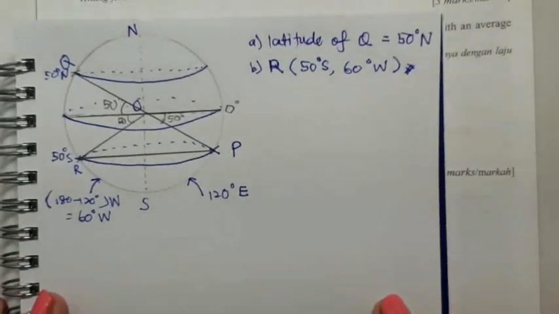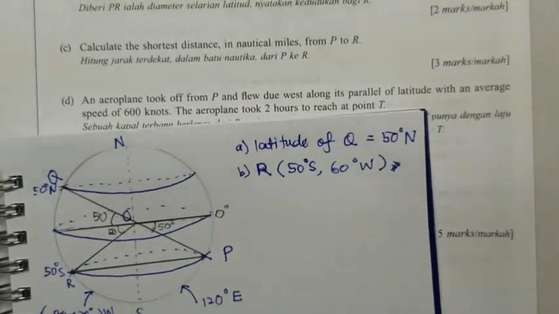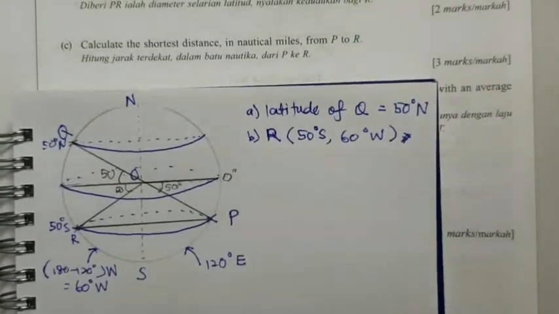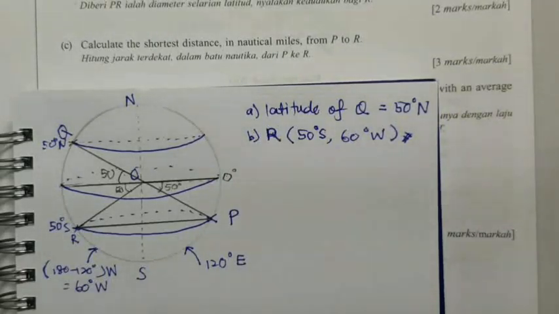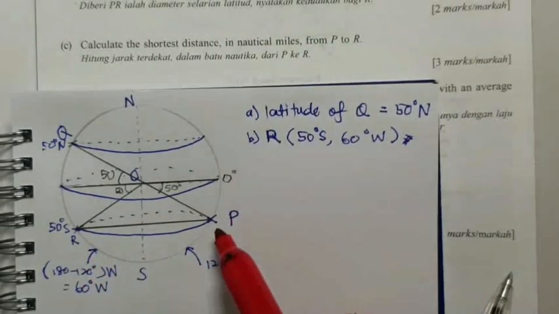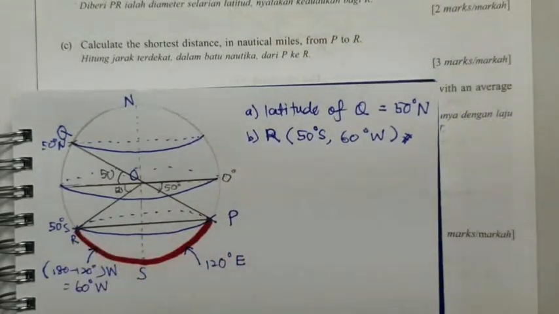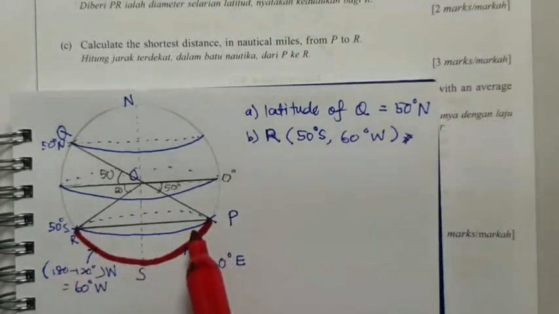Next part, calculate the shortest distance. Sorry, it's over here. Calculate the shortest distance in nautical miles from P to R. Now, the shortest distance will always be along the great circle. In this case, how do we move from P to R through the great circle? That will be flying through the South Pole. This will be the shortest distance as compared to the PR, like that.